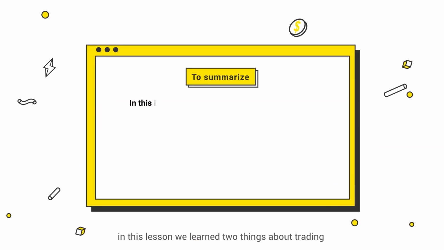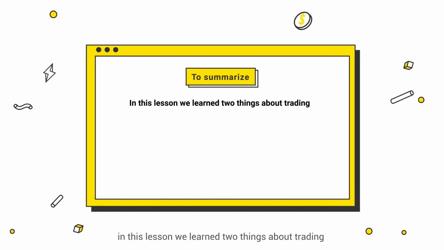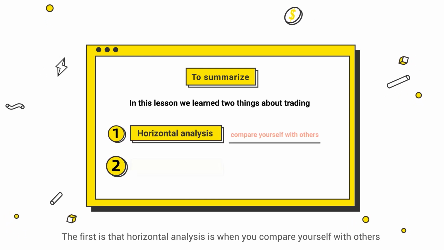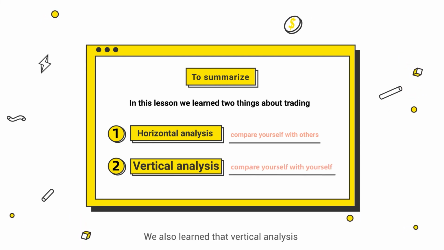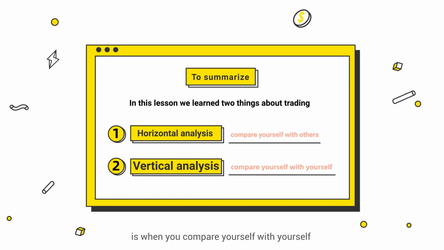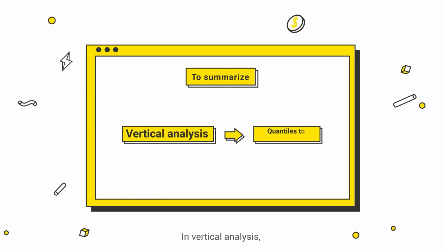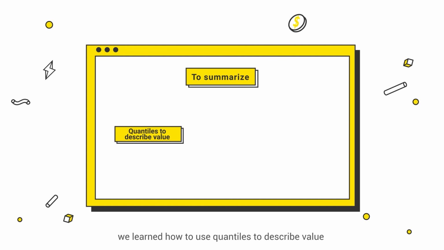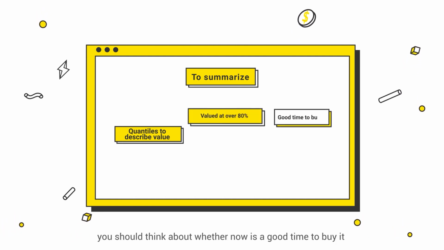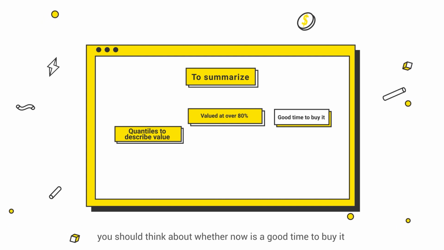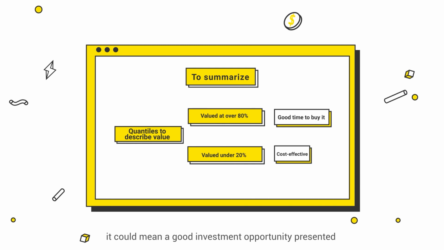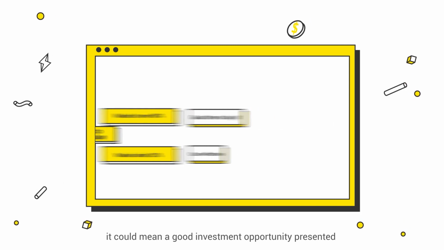To summarize, in this lesson we learned two things about trading. The first is that horizontal analysis is when you compare yourself with others. We also learned that vertical analysis is when you compare yourself with yourself. In vertical analysis, we learned how to use quantiles to describe value. If a stock is valued at over 80%, you should think about whether now is a good time to buy it. If a stock is valued under 20%, it could mean a good investment opportunity presented.